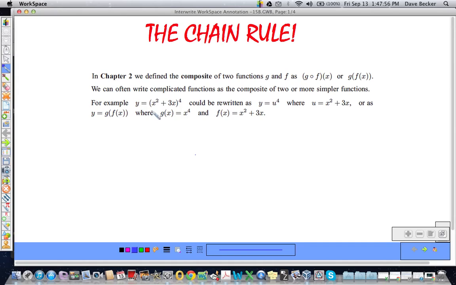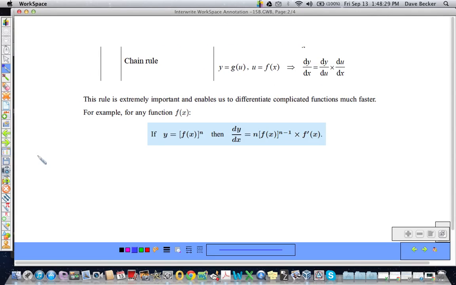So if we have y equals x squared plus 3x all to the fourth power, we could rewrite it as y equals u to the fourth power if we let u equal the function within the parentheses. Okay? And that will make our life easier, maybe. I'll let you be the judge when taking the derivative. And whenever we have a function within another function, then we are going to use the chain rule to find the derivative.